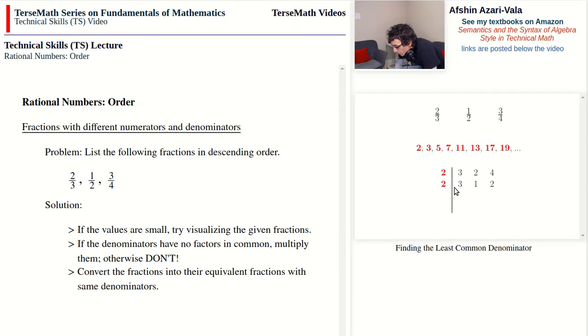Now 3 is not divisible by 2, and therefore we don't change 3. Anything that's 1 stays 1. And 2 divided by 2 is 1. Okay, we repeat the cycle.